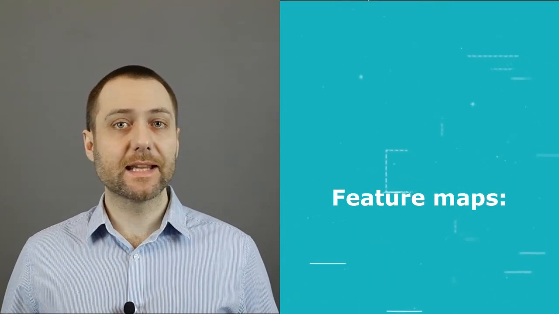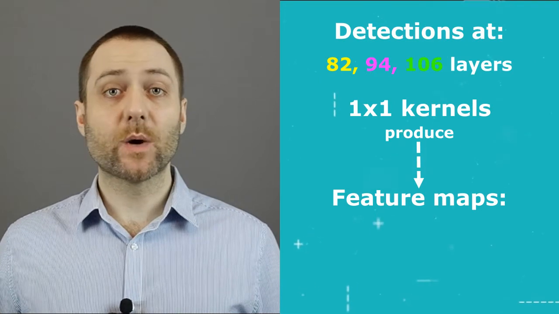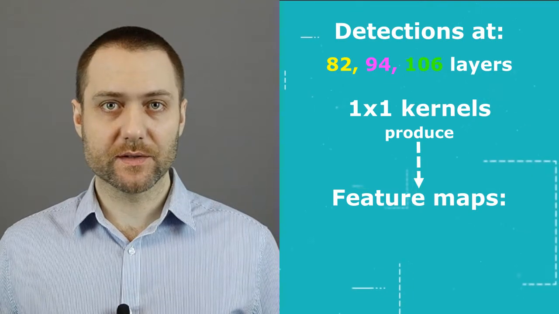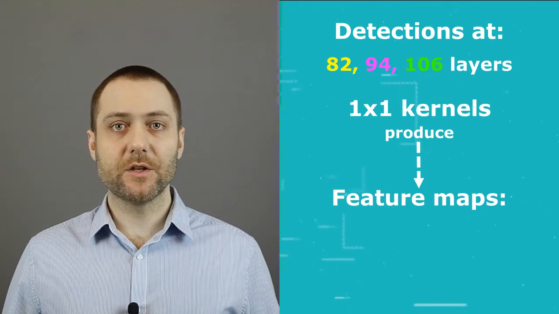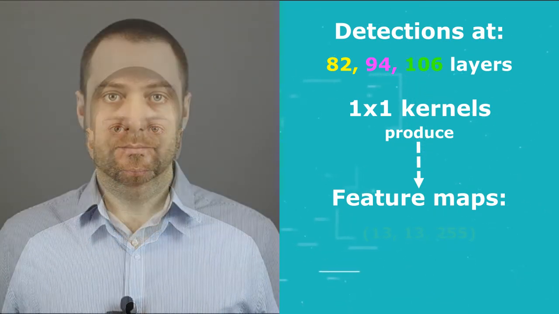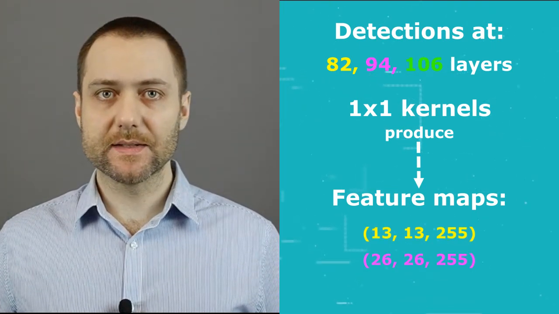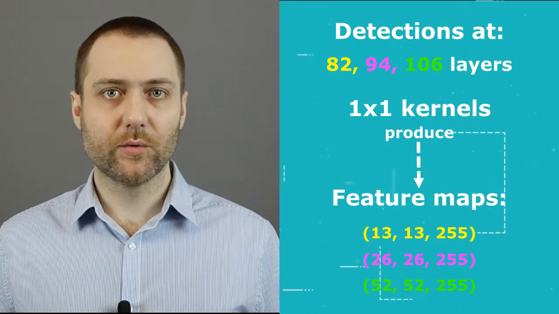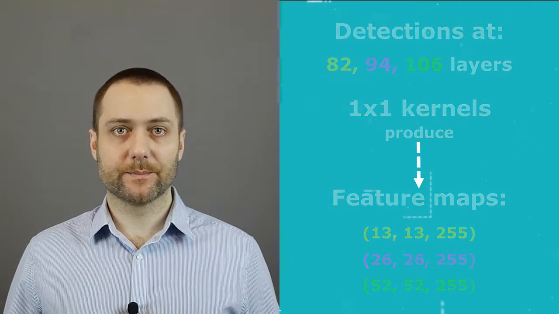Now we can say each feature map produced by detection kernels at 3 separate places in the network has one more dimension, depth, that incorporates 255 attributes of bounding boxes for the COCO dataset. And the shapes of these feature maps are as follows: 13 by 13 by 255, 26 by 26 by 255, and 52 by 52 by 255. Let's move now to the next topic, grid cells.